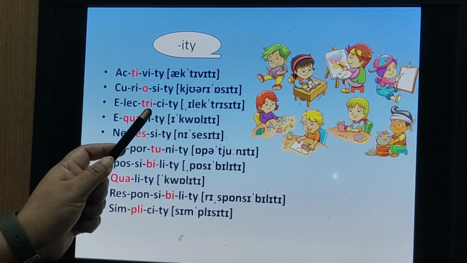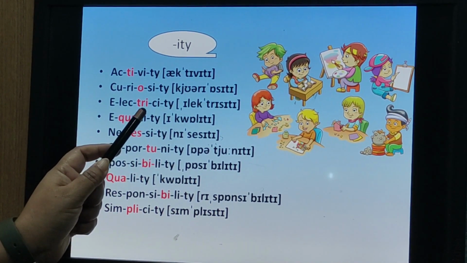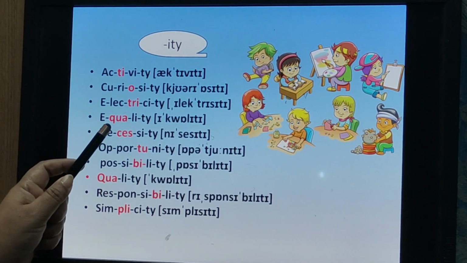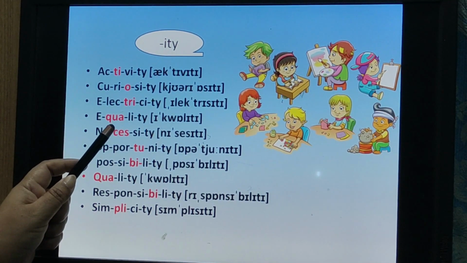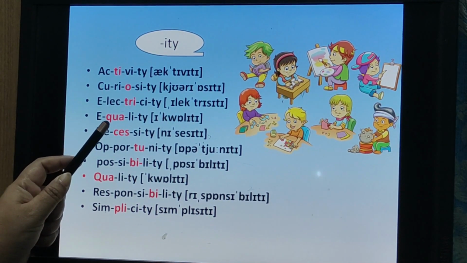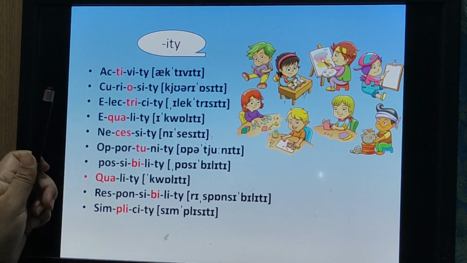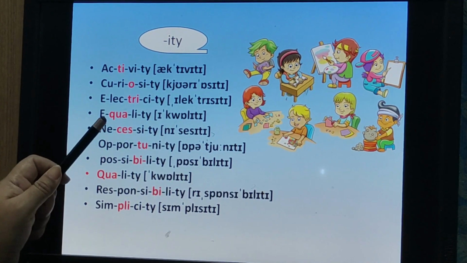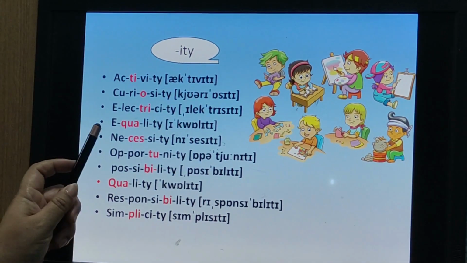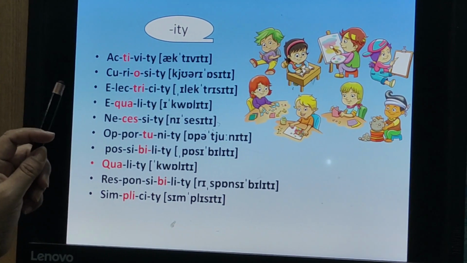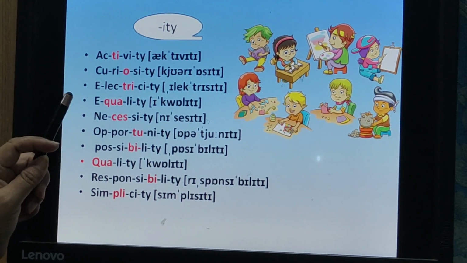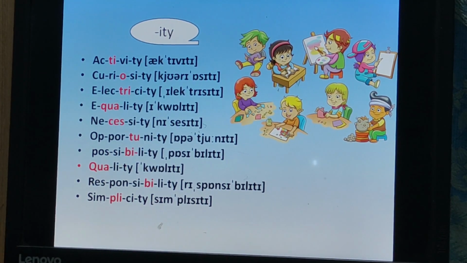Electricity, electricity. Equality, quality, the core, equality. Normally we say equality, but the right way of pronouncing it is equality. The way we have this W or the word sound, you need to round up your lips and you say equality.